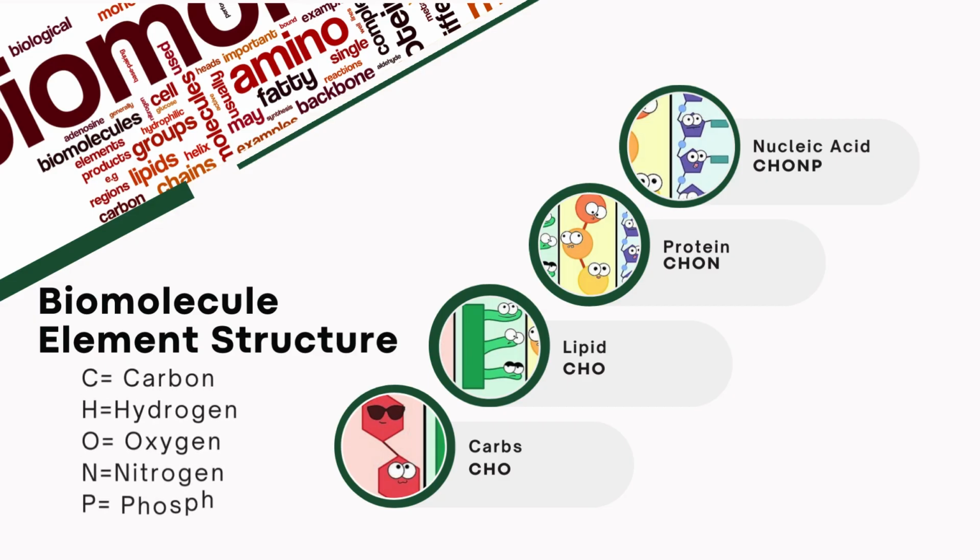Then we have the explanation of the elements that make up biomolecules. We have carbon, hydrogen, oxygen, nitrogen, and phosphorus. We have also included a sort of graph used to help identify what elements can be found inside of them. For carbs, we have CHO. Lipids, we have CHO as well. Protein is CHON, and nucleic acid is CHON.